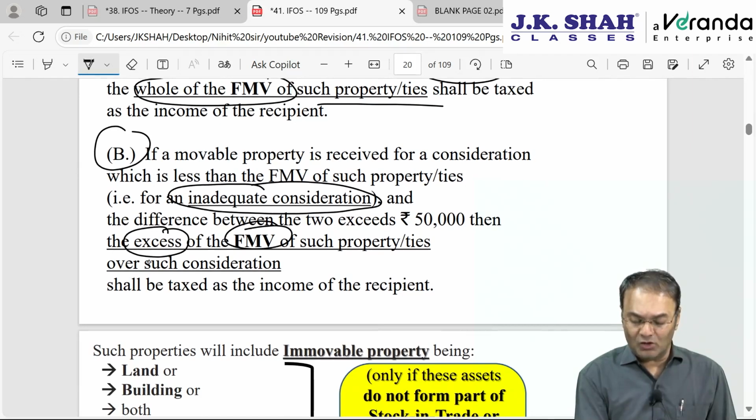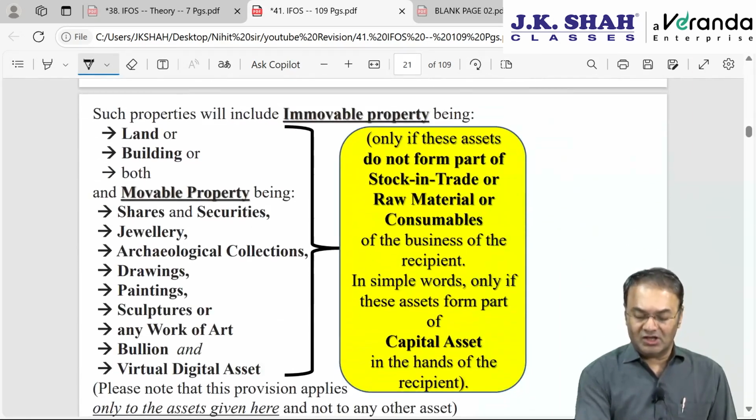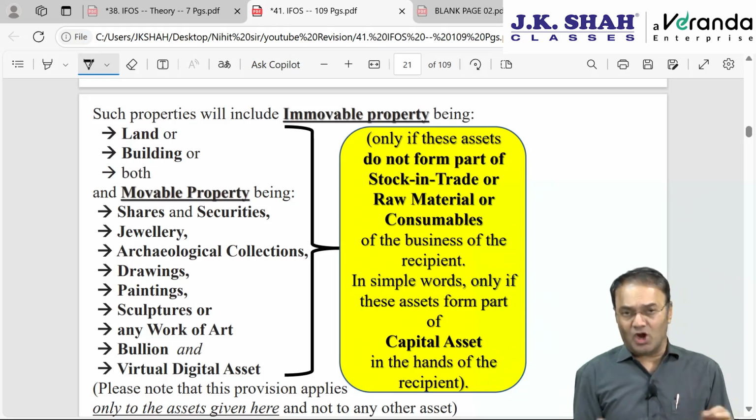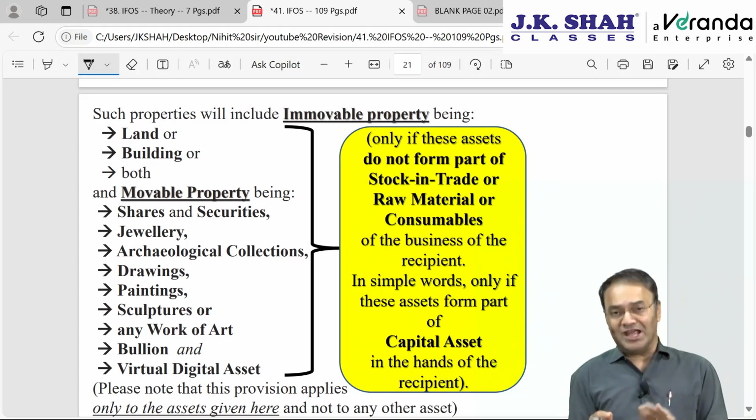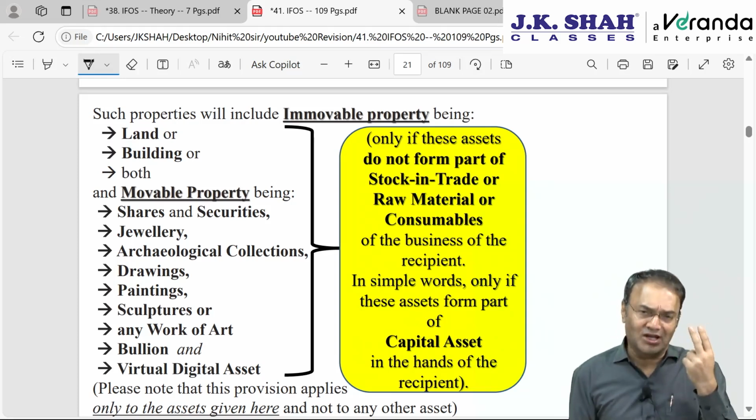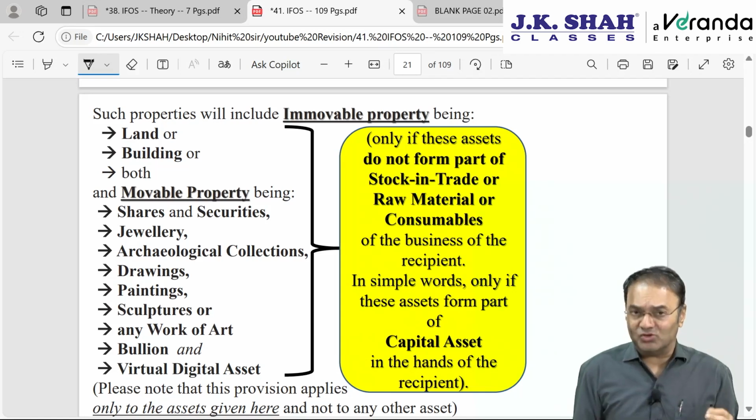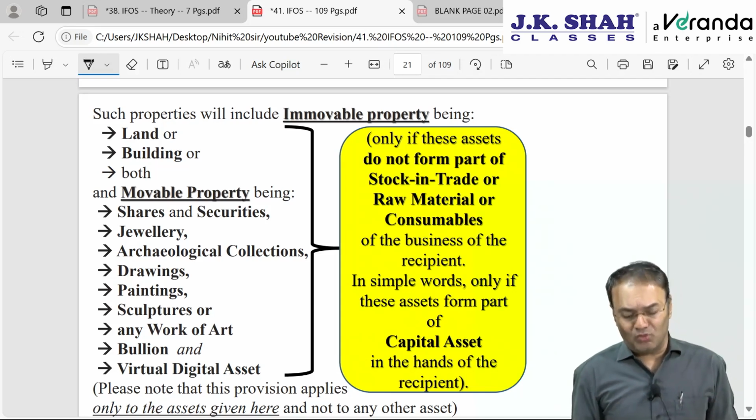Excess of FMV over such actual consideration will be taxed. Provided these assets, first of all, the concept is applicable only to these 9 assets: land, building, land plus building, 3 types of immovable property, and 9 types of movable property.